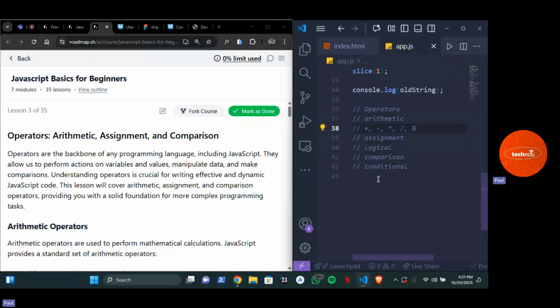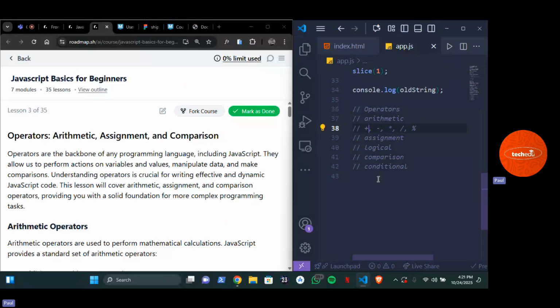Now, this is arithmetic. The plus adds numbers or values together. It's not only numbers. Remember, we also added strings, concatenated strings together. That is basically what your plus does. Your minus subtracts, multiplication multiplies numbers, division divides. Modulus gives the remainder after a division.